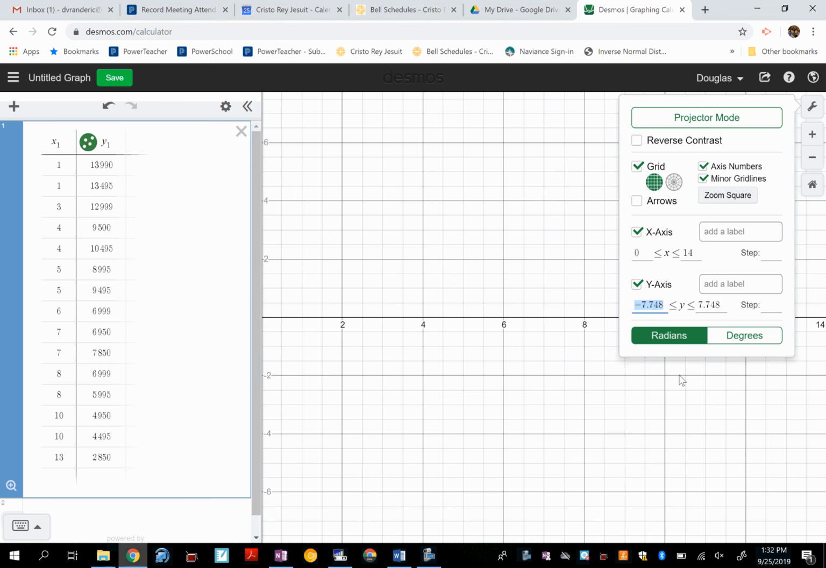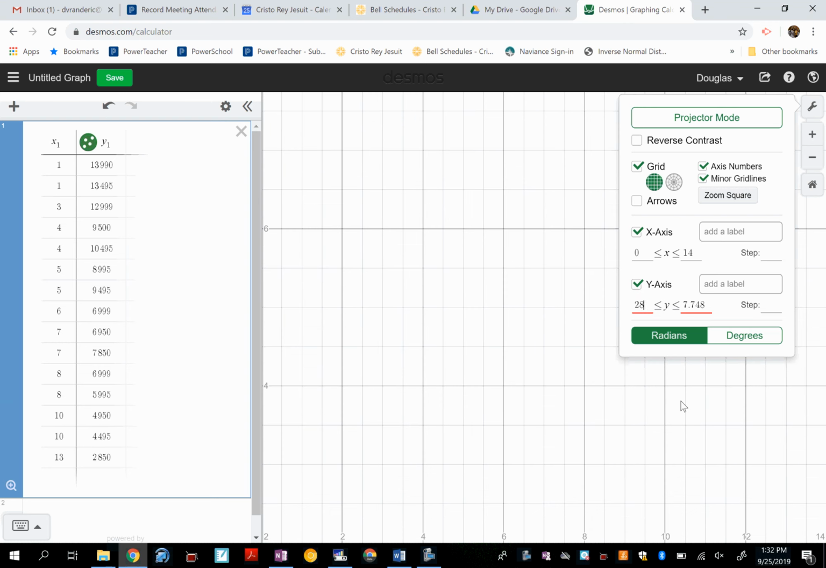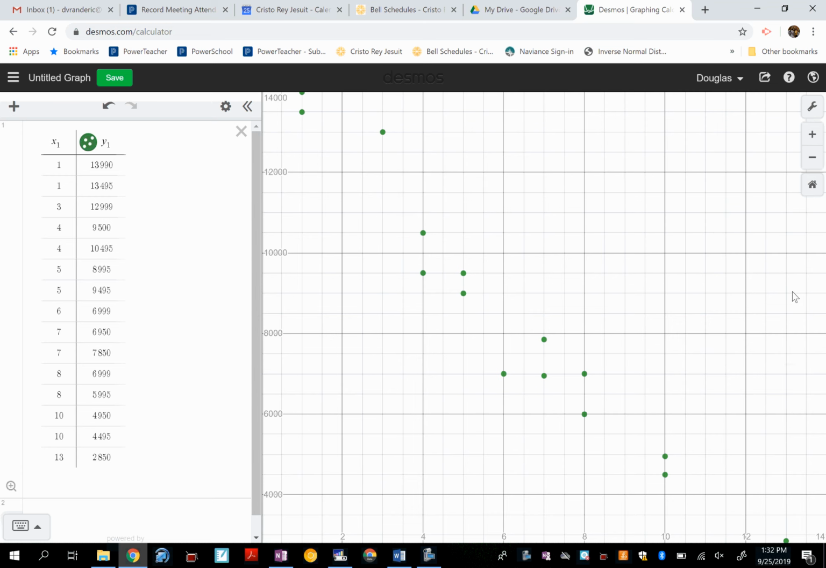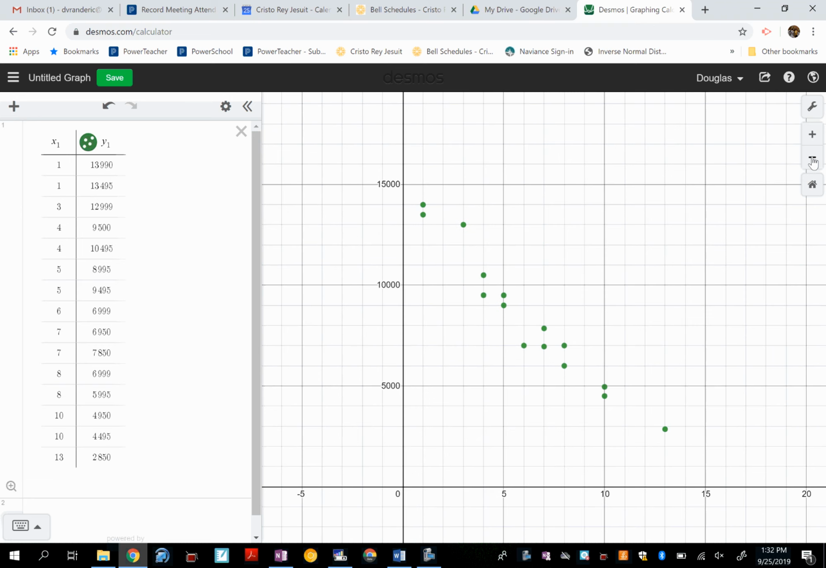What's the lowest price that they were able to sell it at? So let's do 2,800, and then what is the highest price Corolla? Just under 14,000? Yeah. Okay. And then I told you guys, I think what'll help is just hit the zoom out button one time, and you should be able to see it a little bit better.